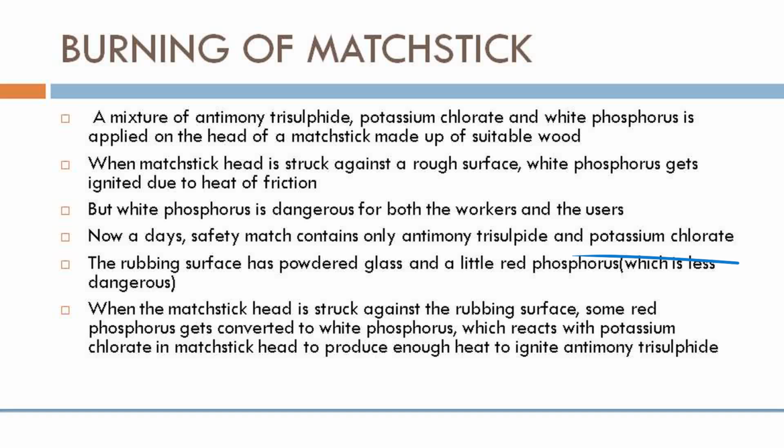The rubbing surface has powdered glass and a little red phosphorus, which is less dangerous than white phosphorus. When the matchstick head is struck against the rubbing surface, some red phosphorus gets converted to white phosphorus, which then reacts with potassium chlorate in matchstick head to produce enough heat to ignite the antimony trisulfide. And in this way, the matchstick burns.